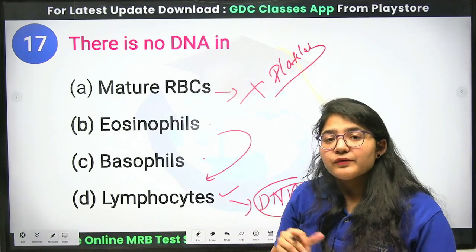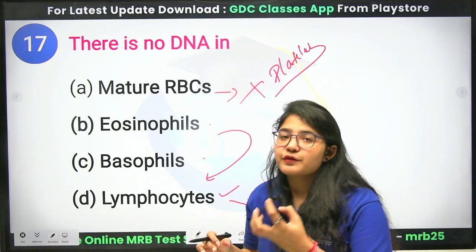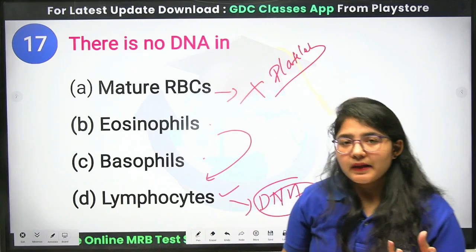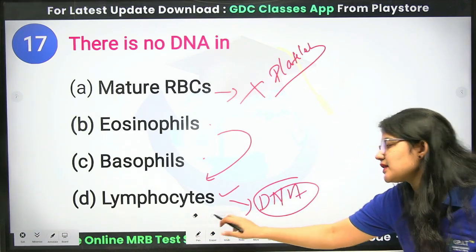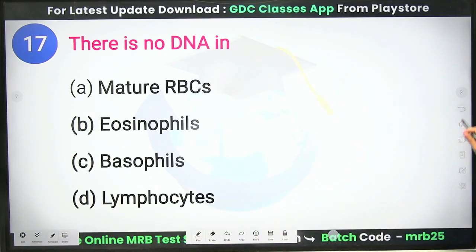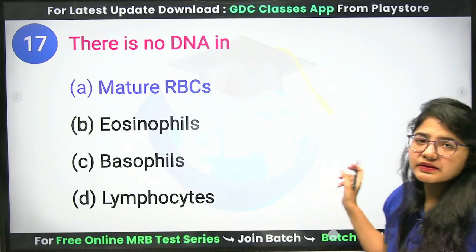Clear? But when the RBC is in a premature form, it contains DNA. So what will be the correct answer? That is, the mature RBC does not contain DNA.